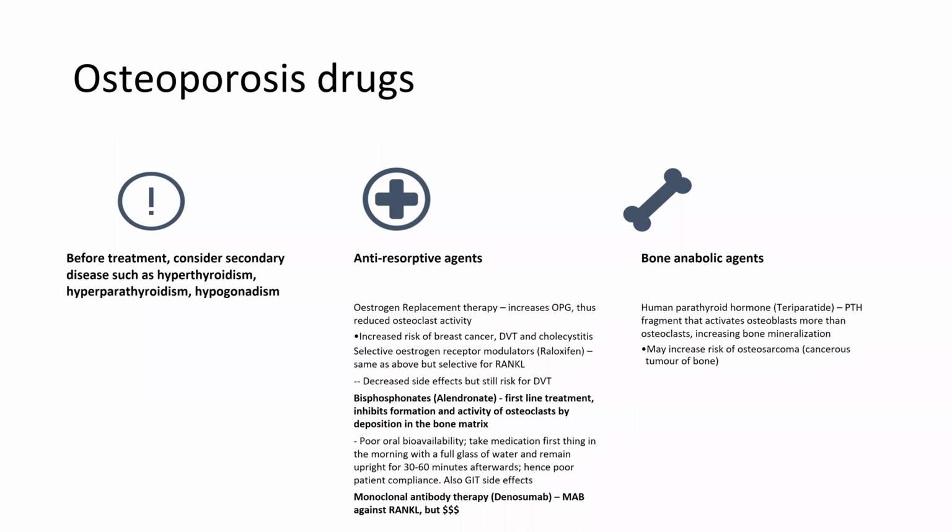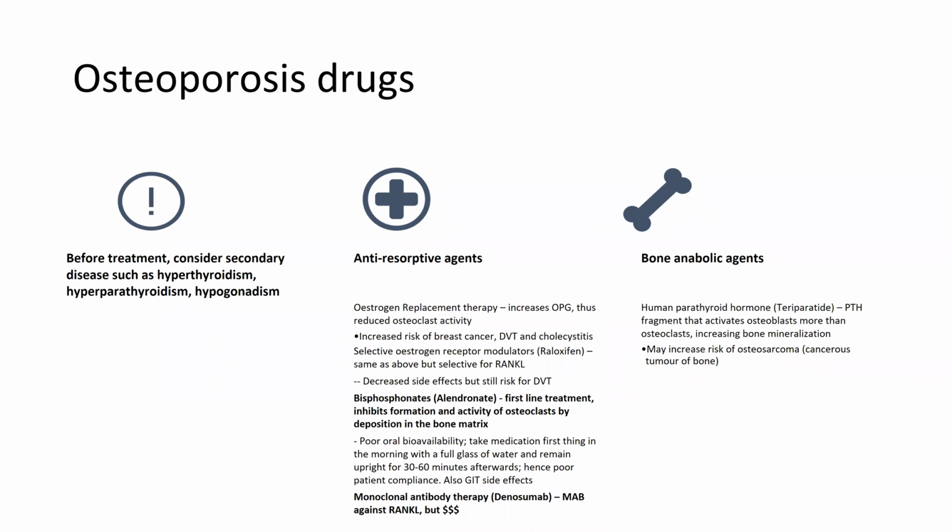There's also alendronate, which is first-line treatment right now for osteoporosis because it inhibits formation and activity of osteoclasts by deposition in the bone matrix. Problem with that is that you have to drink it first thing in the morning with a full glass of water and then just stand for 30 or 60 minutes. So it has really bad compliance.